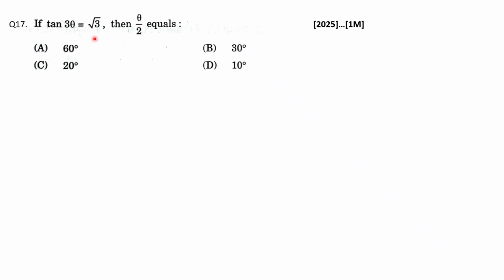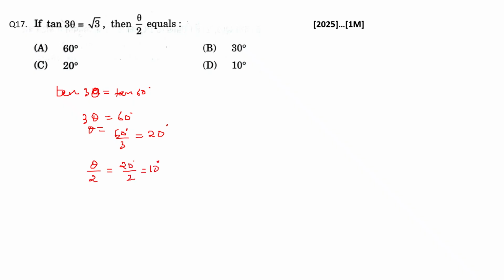If tan 3 theta equal to root 3, then theta by 2 equals. So tan 3 theta is equal to tan 60 degree. So 3 theta equal to 60. So the value of theta will be 60 degree divided by 3, which is equal to 20 degree. So theta by 2 will be 20 degree divided by 2, which is 10 degree. So here D will be the correct option.